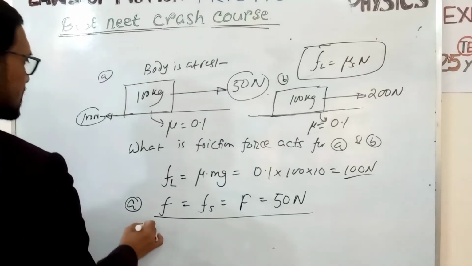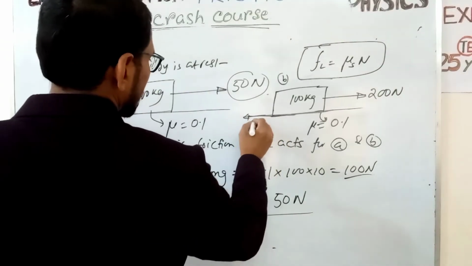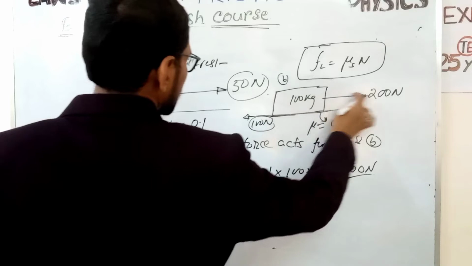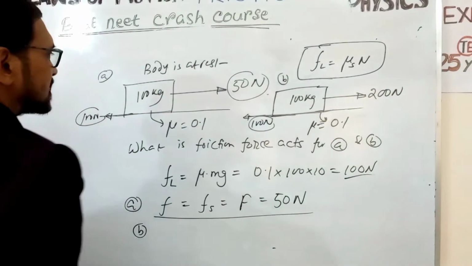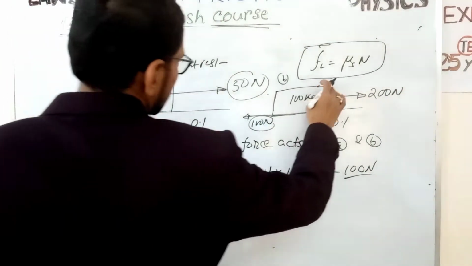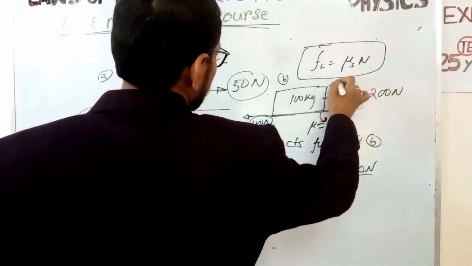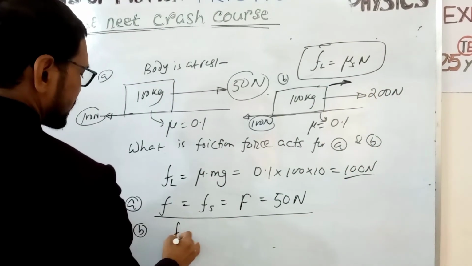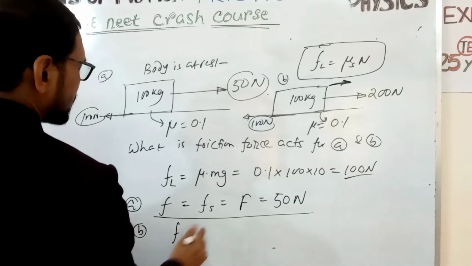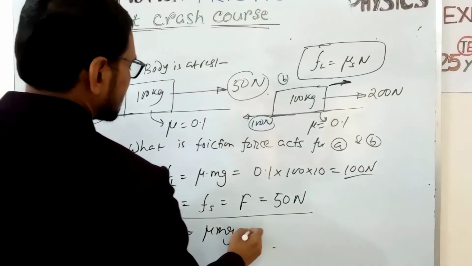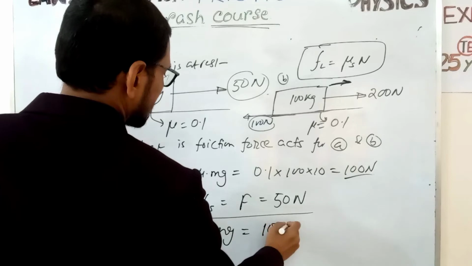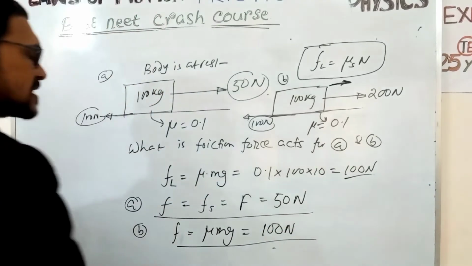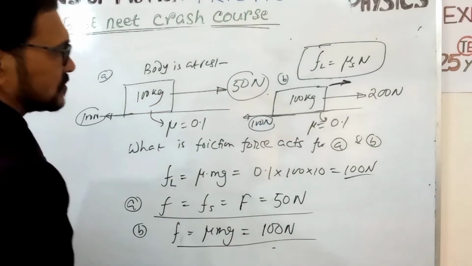And for B, here the maximum friction force is 100 Newton, but the force applied is 200 Newton, which is greater than 100 Newton. So the body can move. Now the friction force is the maximum value, which is mu into mg, that is 100 Newton. So for case B, the answer is 100 Newton.